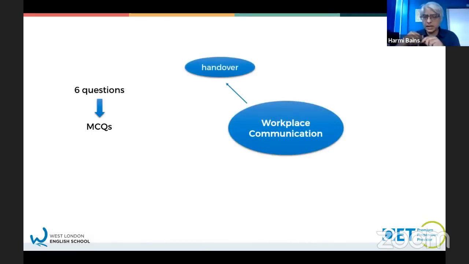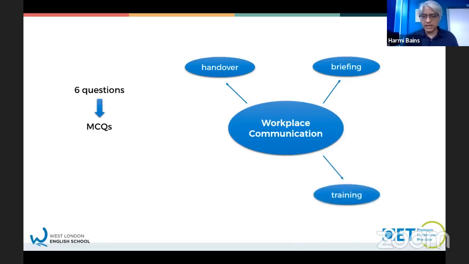All of the listenings are related to the workplace. So they're things like handovers, when someone finishes a shift and someone else starts a shift. There are also briefings, safety briefings, or a manager briefing their team. It could be a training session, a senior member of staff talking to a junior about professional development, or a discussion between two members of staff. You could be in a pharmacy, a hospital ward, or a residential home, but they're all related to workplace communication.